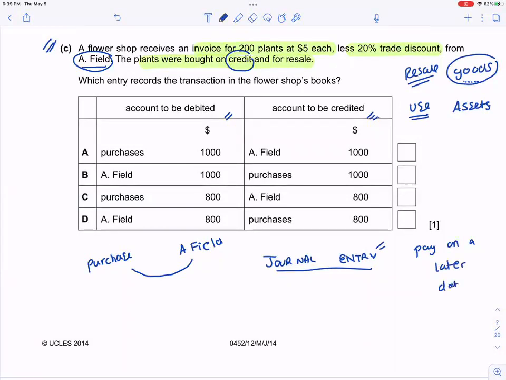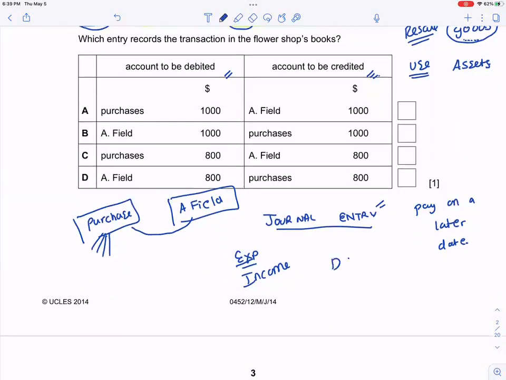Now I have to see which account to debit and which account to credit. Think and tell me, purchase is an expense or it is an income? Expense. Do you know the rule, debit is all expenses and losses, and credit is all income and gain. So purchase will be debit and A field will be credit. Okay, fine. From these options, see the options where purchase is debited.